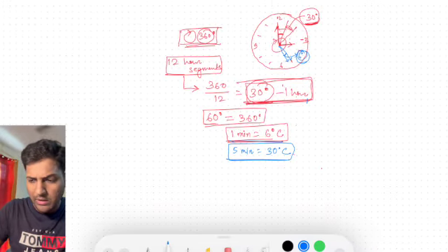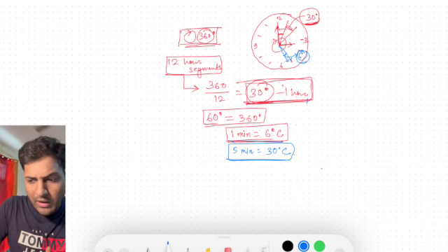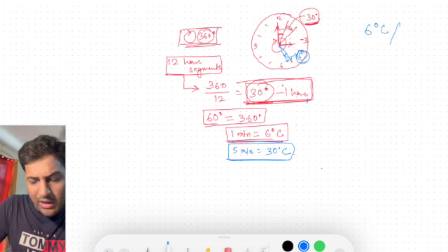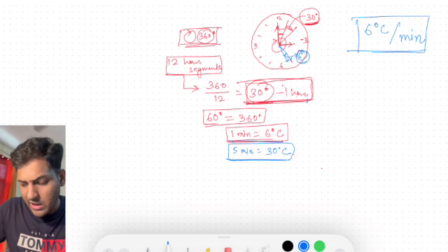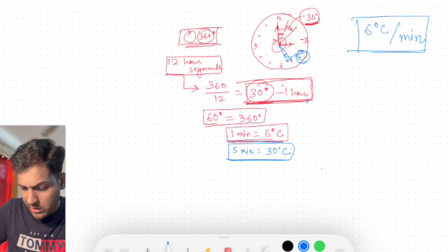Now you see, the minute hand is running with a speed of 6 degrees per minute. The minute hand is running with a speed of 6 degrees. I don't like to write this.